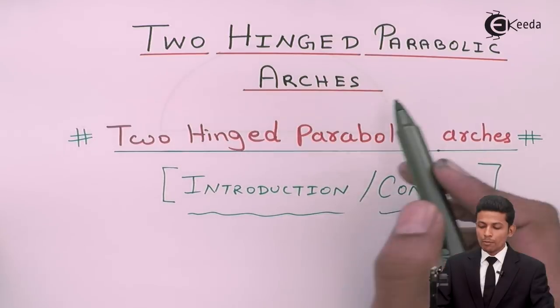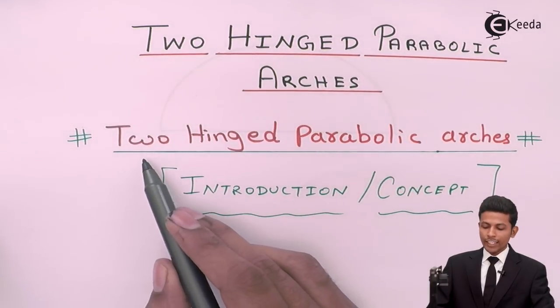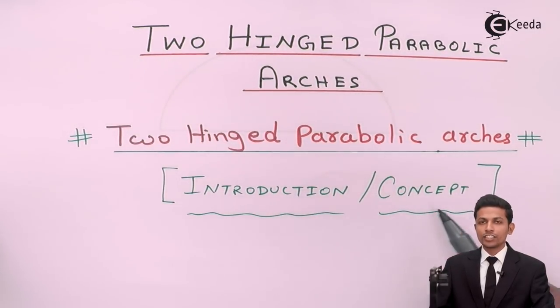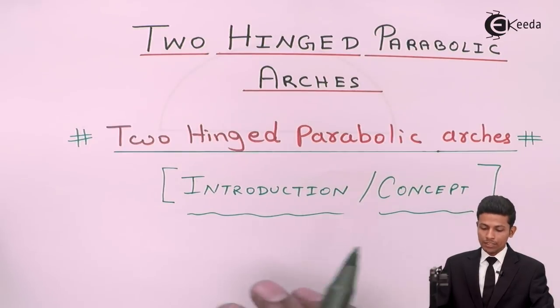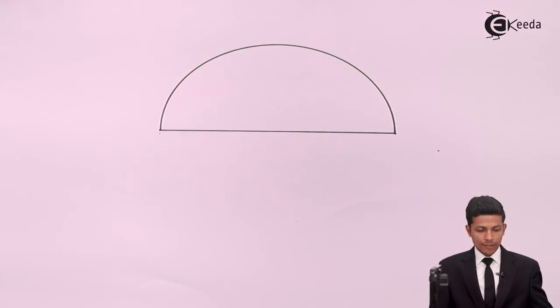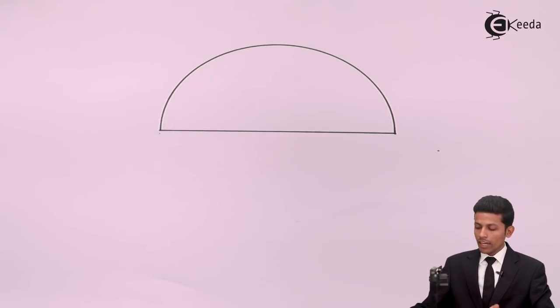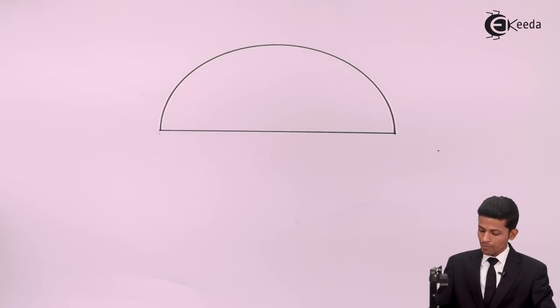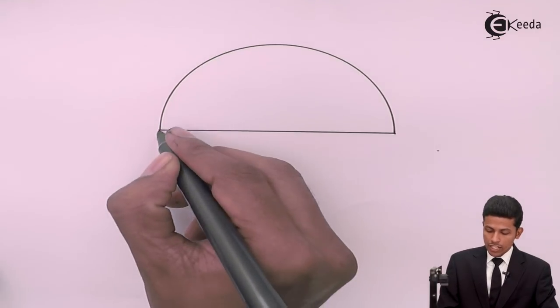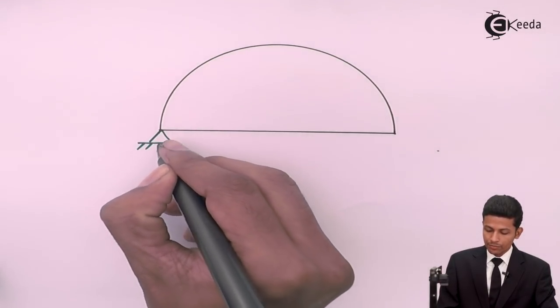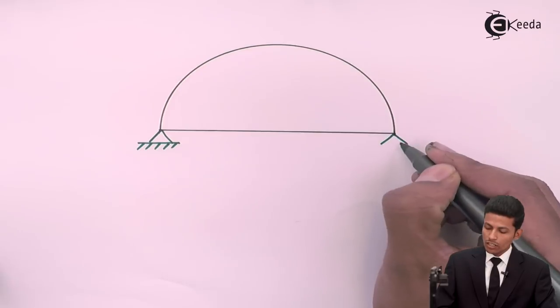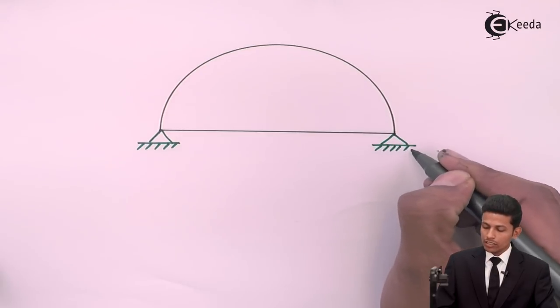Now see two hinged parabolic arches. Today we are seeing two hinged parabolic arches, their introduction and concepts. Now see, the arch will look like this. As we are seeing a two hinged arch, this is your first hinge and this one is your second hinge.